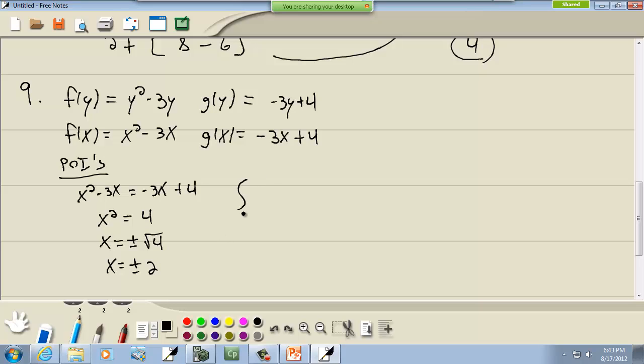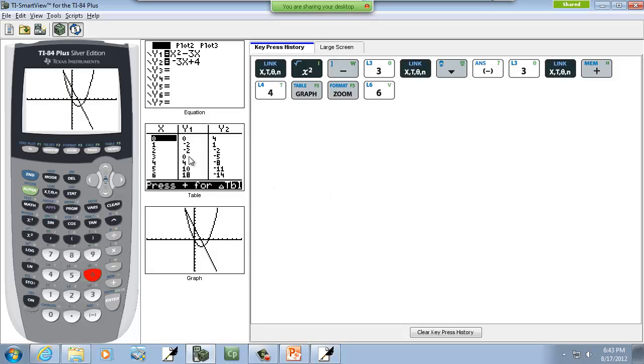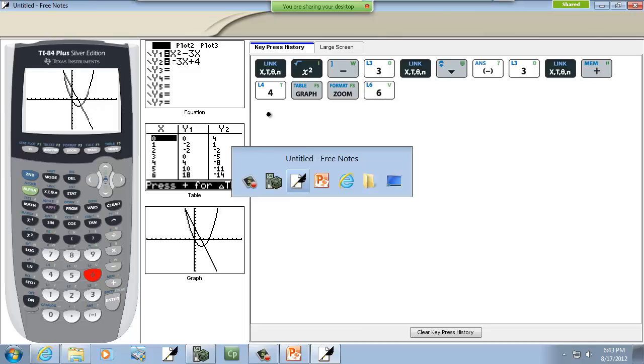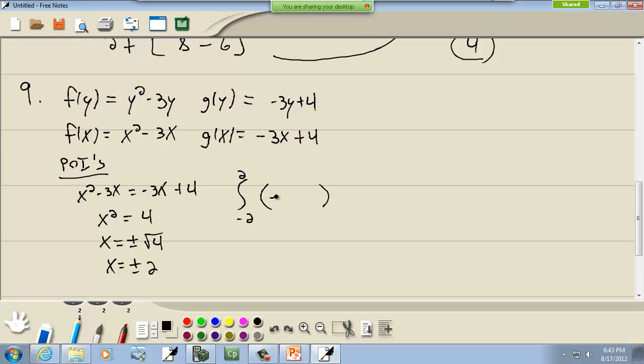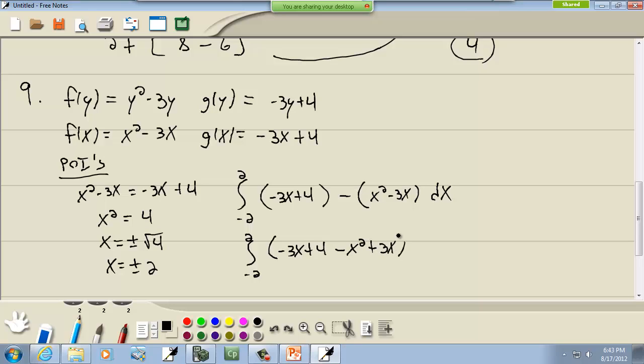Okay, so let's do our setup. Negative 2 to 2. We'll put our graph that's above first. The graph that's above is that straight line, which is the negative 3x plus 4, minus the graph that's below, which is the x squared minus 3x dx. A little bit of simplifying first. So we got negative 3x, ooh, am I running out of space? Plus 4 minus x squared plus 3x dx.